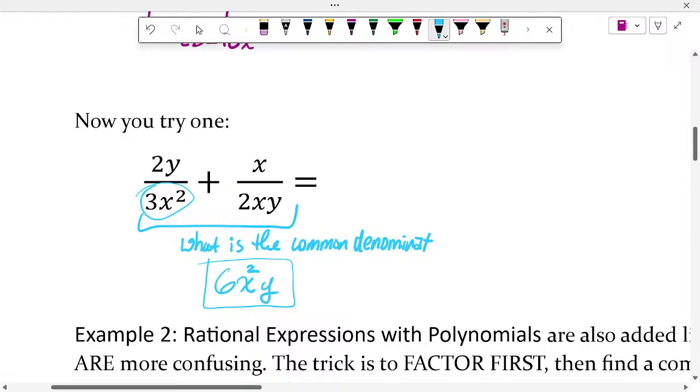What do you have to multiply this by to make it 6x squared y? What do you have to multiply that by to make it 6x squared y? You got this.